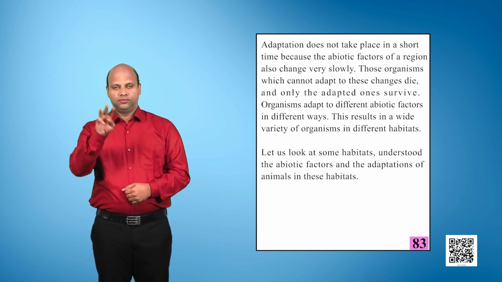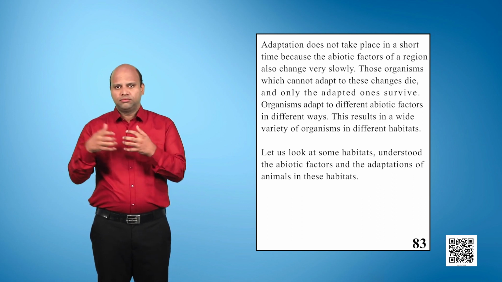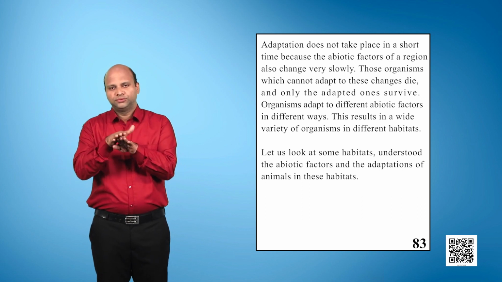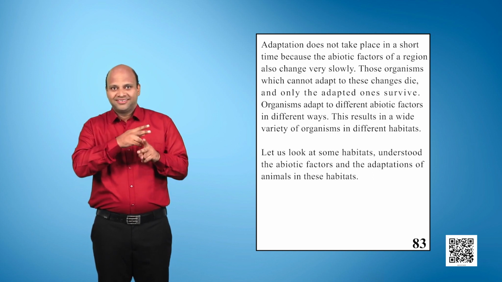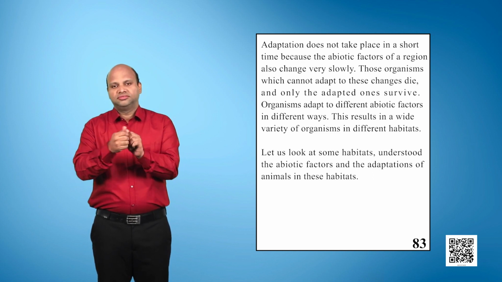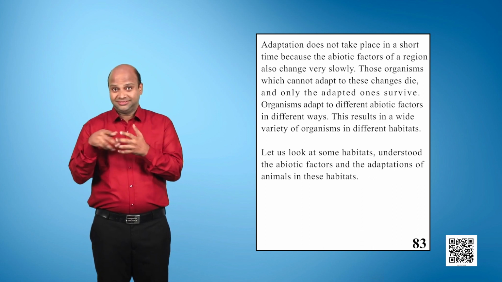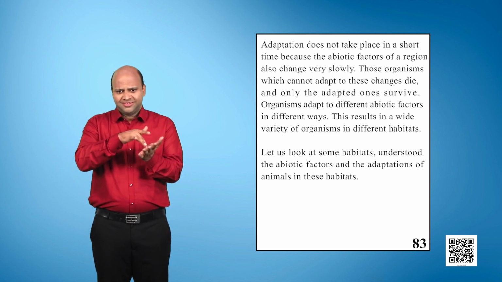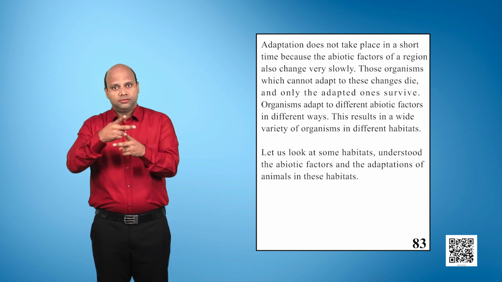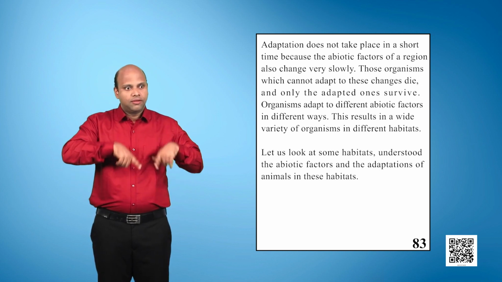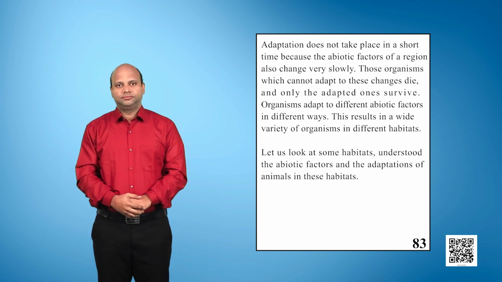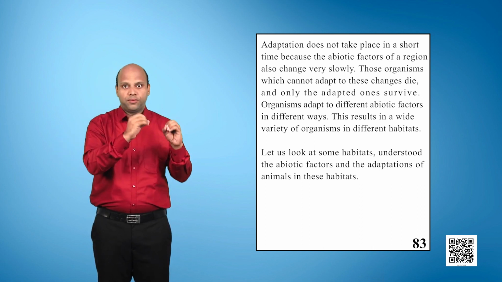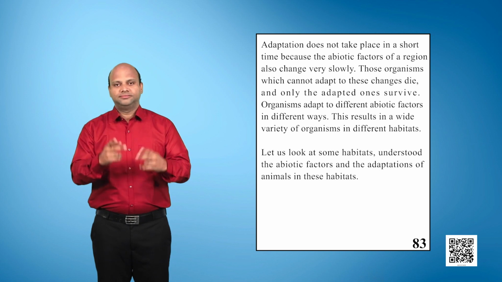Adaptation does not take place in a short time because the abiotic factors of a region also change very slowly. Those organisms which cannot adapt to these changes die, and only the adapted ones survive. Organisms adapt to different abiotic factors in different ways. This results in a wide variety of organisms in different habitats. Let us look at some habitats.